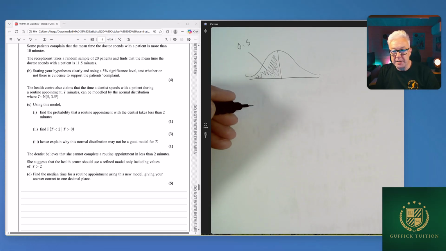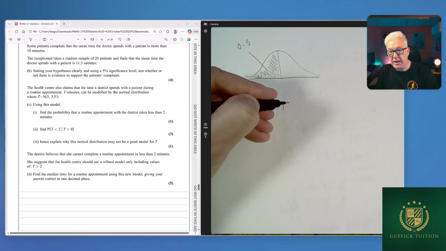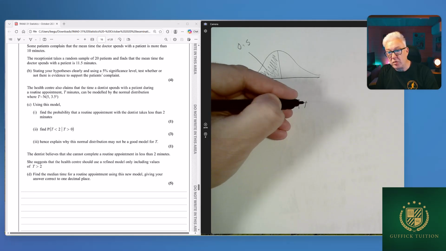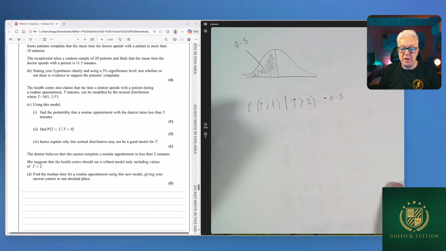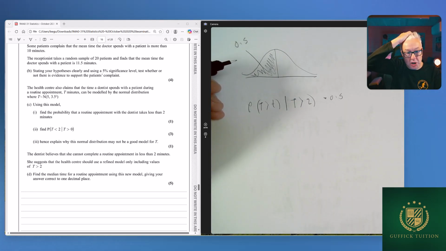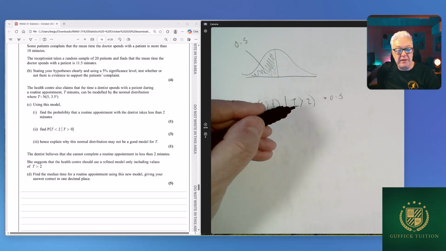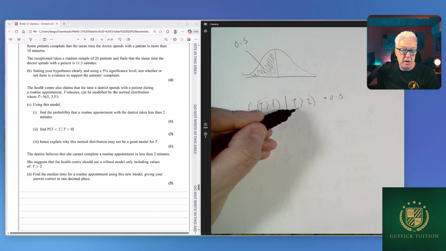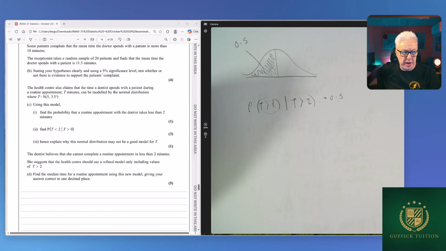Now, what are we looking at? We're trying to find the probability for some time. We don't know what it is, but given that it has to be greater than 2, that's what we're trying to find out, is equal to 0.5. So the dentist believes that she can't complete an appointment in less than 2 minutes. She suggests that the health centre should use a refined model to only include values greater than 2. So it's the probability of the time of the appointment given that it has to be greater than 2, and that has to equal 0.5 because that's the median. And this is what I think is super tricky about this particular question.